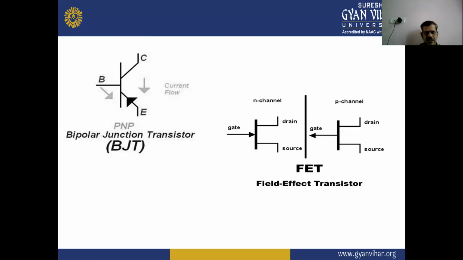Here are the symbols of BJT and FET. In BJT, there are a total of three terminals: base, emitter, and collector. And the BJT is generally of two types: one is NPN and the second is PNP. And the field effect transistor is also of two types: the first one is N-channel FET and the second one is P-channel FET. The first figure shows the N-channel FET symbol, and the second figure shows the P-channel FET symbol, in which the three terminals are gate, drain, and source.